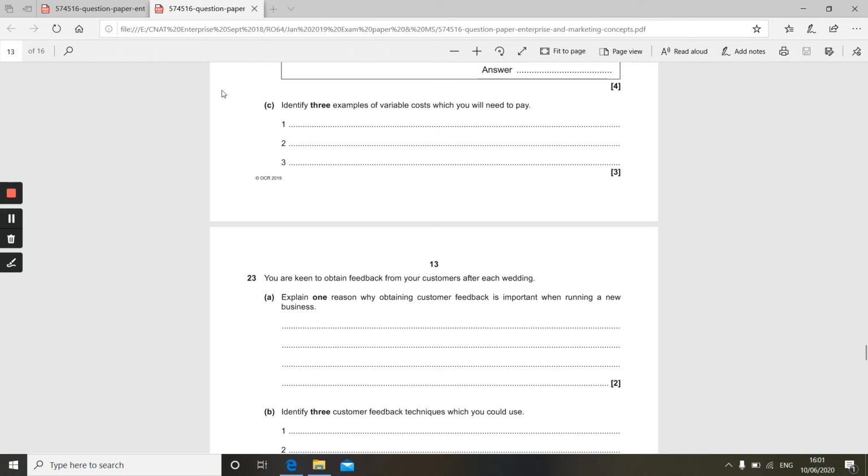It says identify 3 examples of variable costs that you will need to pay. So remember the difference between fixed costs and variable costs. Fixed costs do not change with output. Variable costs do change with output. So the more you produce, the greater your variable costs will be. So think about what are the likely variable costs for a wedding business. Okay, what are things that are going to change? The more weddings that you photograph, what costs are going to increase? Okay, so 1 mark per response.